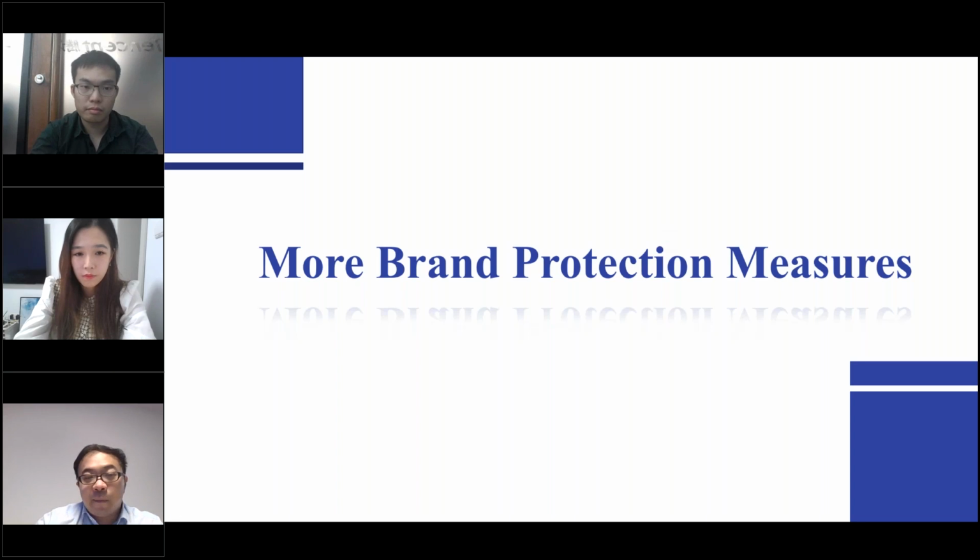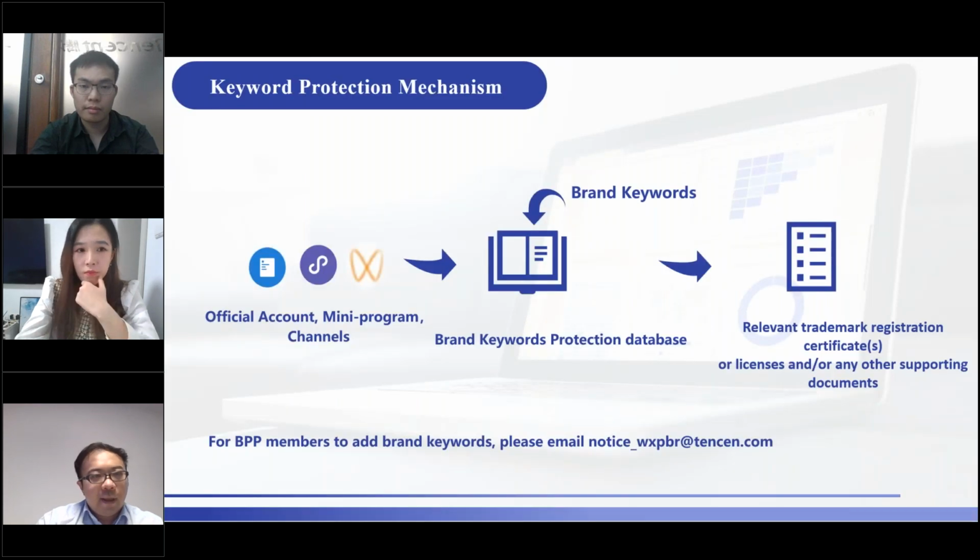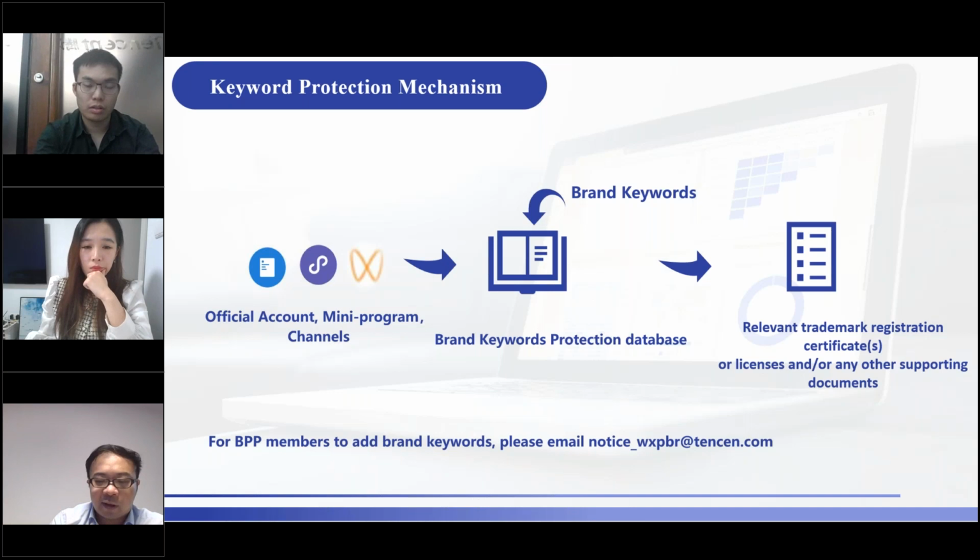Then we talk about some more brand protection measures other than the BPP. The first one we want to highlight is the keyword protection mechanism. Basically, brand protection begins with account registration, we believe. Account names for official accounts, mini programs, and channels must be unique and different from existing registered and verified accounts under our rules. So this keyword protection mechanism automatically intercepts registration and change of account names containing certain keywords in our brand database.